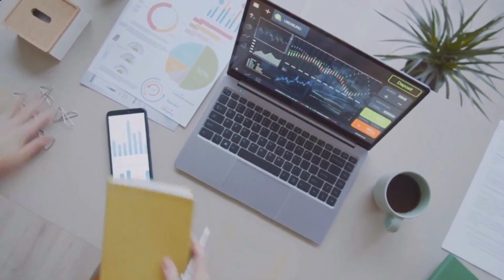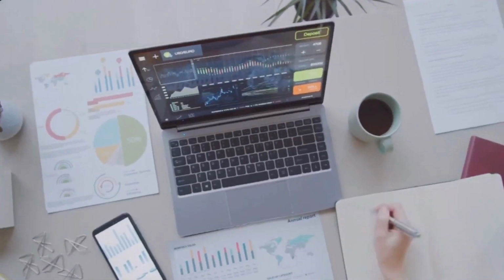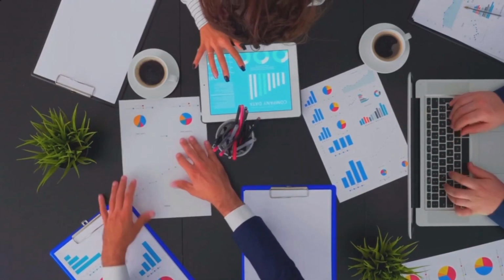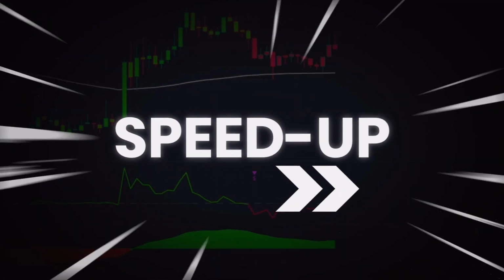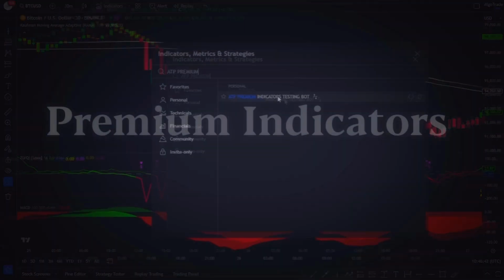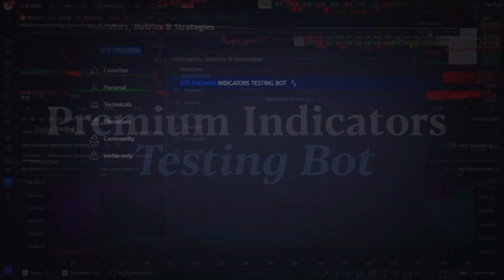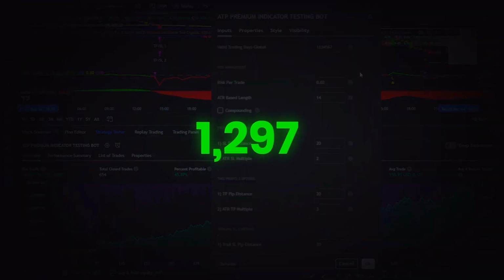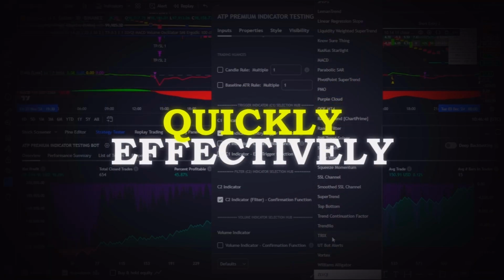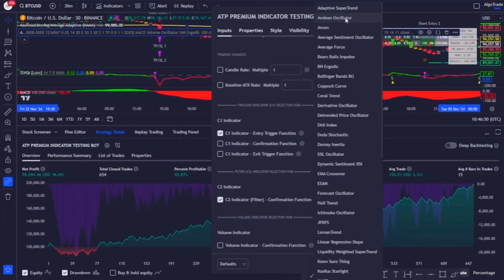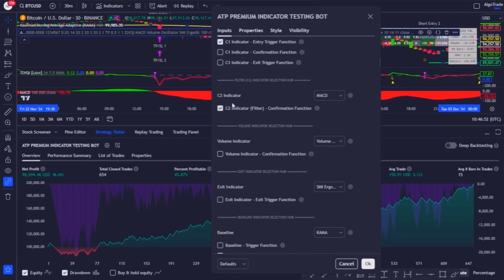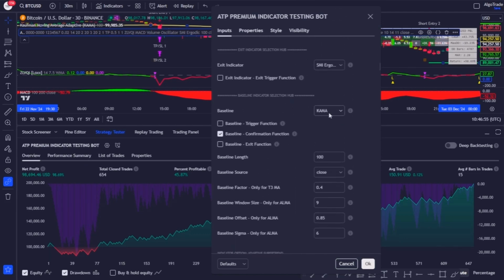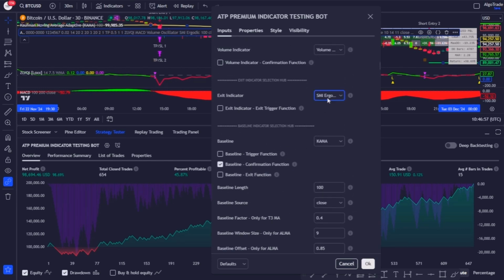While I could go back in time and test everything by hand, as probably all of you will do, I prefer to speed up this process. For that, I will use my premium indicators testing bot, a tool that allows me to test thousands of strategies quickly and effectively, providing real results. With it, I can define all these indicators with their respective functions, along with many other options.